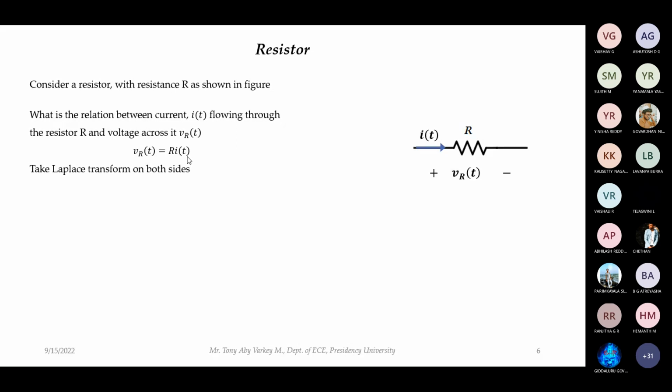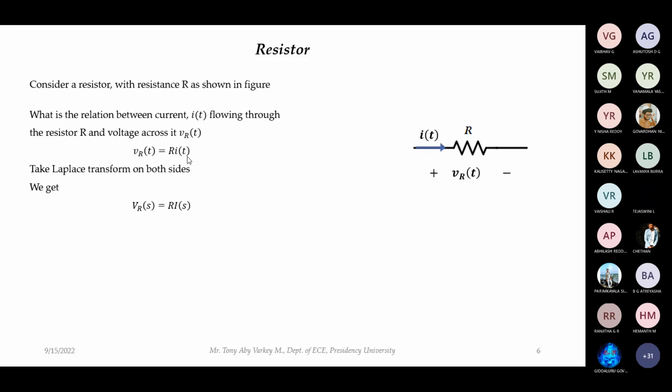So I will take the Laplace transform on both sides. What is the Laplace transform of VR(t)? VR(s). What is the Laplace transform of i(t)? I(s). So you will get it like this, correct? VR(s) is equal to R into I(s).